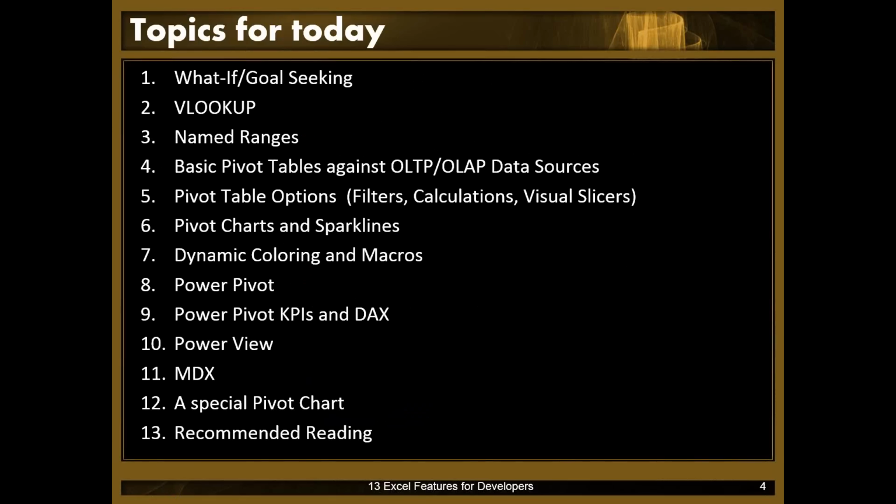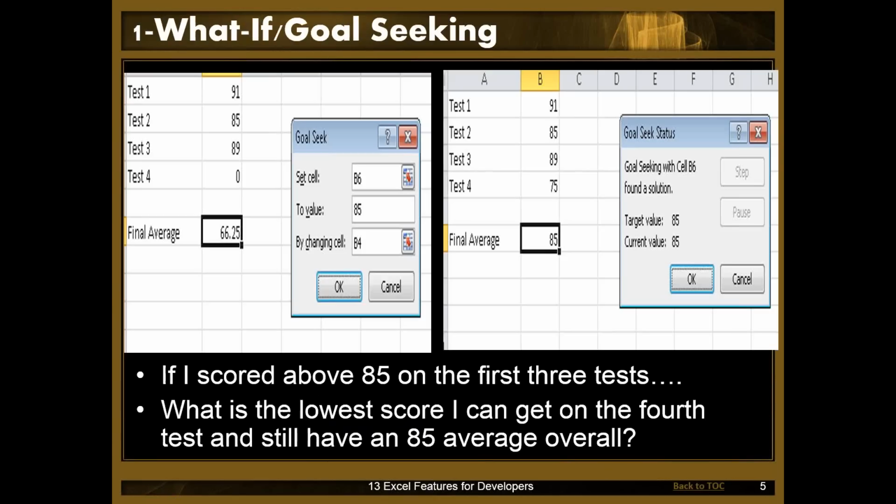And ways that we can exploit them in Excel. So some basic functionality here and some more advanced stuff. So hopefully everybody will get at least a few things out of it. So I'm going to start off with kind of a simple one, but one that I've definitely used from time to time, and it's what-if goal seeking.